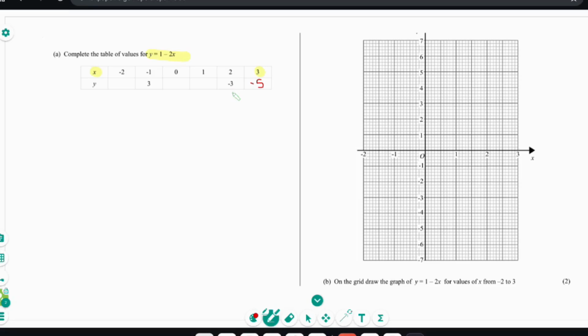So when x is 1, 1 take away 2 times 1 is negative 1. 1 take away 2 times 0 is 1. And 1 take away 2 times negative 2 is 5. You can always tell if you've made a mistake on these because when you plot your points, they don't form a straight line. So you've got (3, negative 5), (2, negative 3), (1, negative 1), (0, 1), (negative 1, 3), and (negative 2, 5).